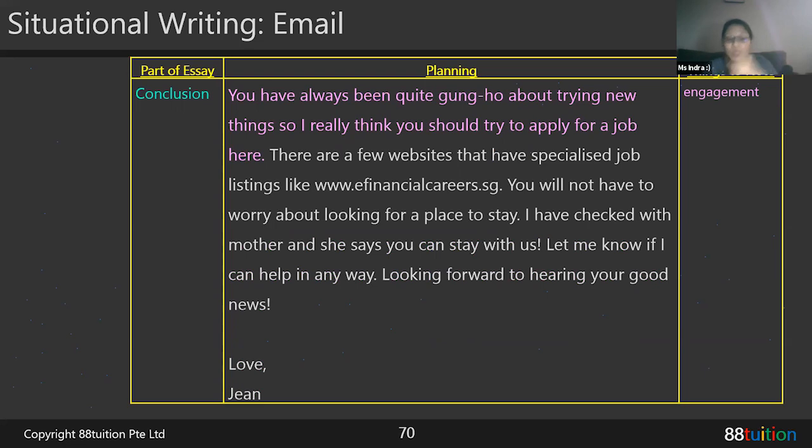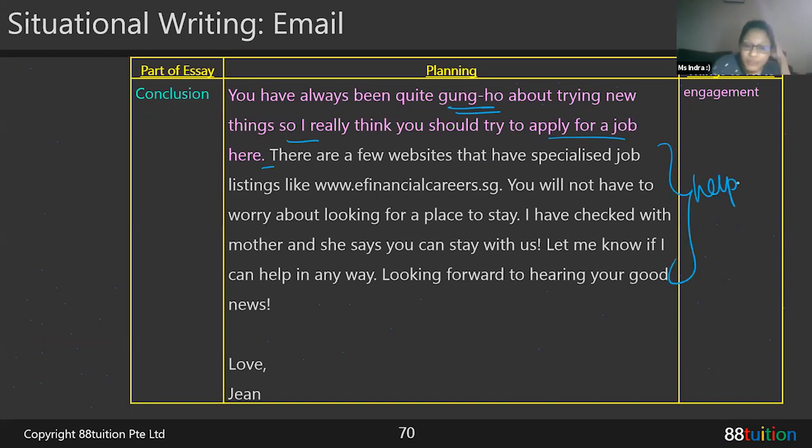Okay, so when we conclude, you have always been quite gung-ho. Now gung-ho is a vocabulary word. If you google dictionary.com, it's actually a word that means you're very courageous, very daredevil, very daring about trying new things. So I really think you should apply for a job here in Singapore. There are a few websites. So you help her a little bit over here.